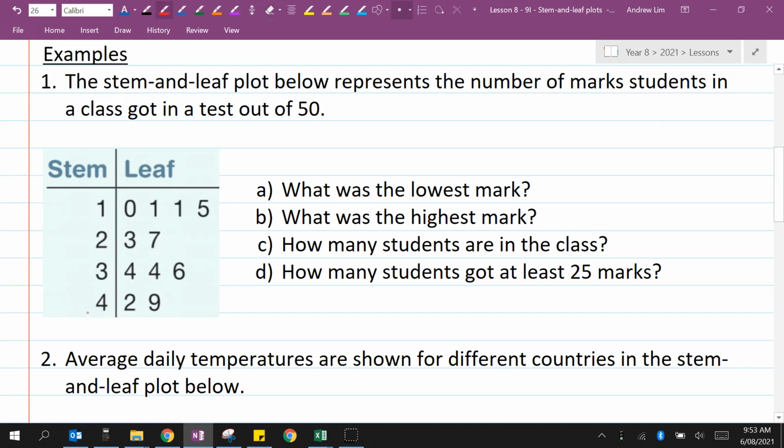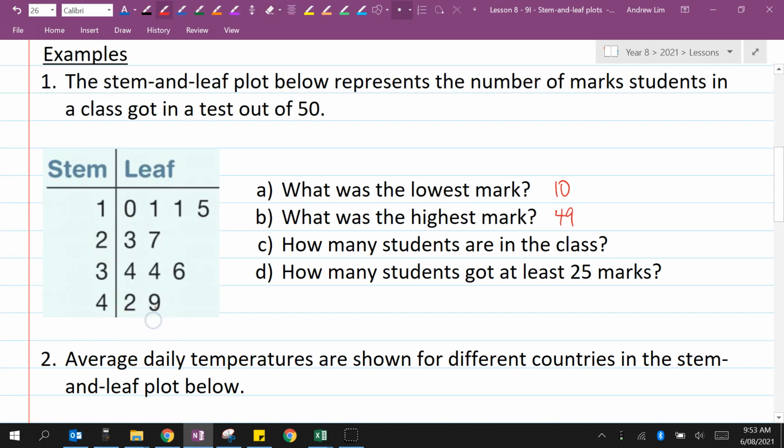So what was the lowest mark? The lowest mark has to be this one, which is 1, 0, or 10. 10 out of 50. So the lowest mark was 10. What was the highest mark? Well, the highest stem is here, and the highest leaf is there. So we got 49. 49 out of 50. 98%.